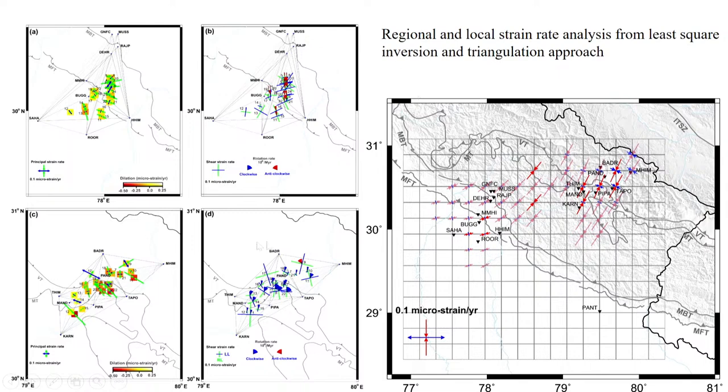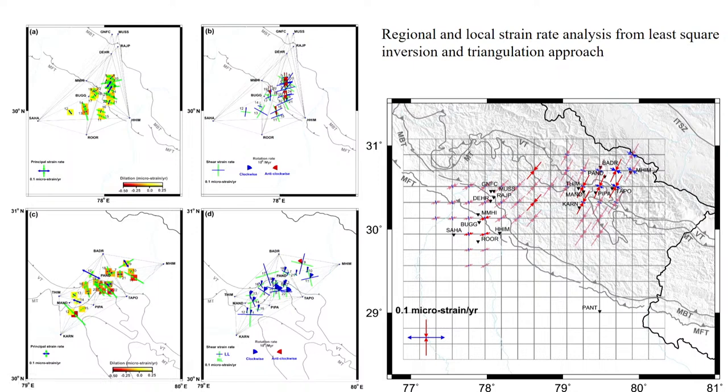So we have estimated all these strain parameters in this region through this local measurement, and this is the regional measurement of strain. Here you can see the compression, how the compression is going and what is the orientation of the compression, how the plates are basically colliding with each other, and where the more compression is taking place. So all those estimations we can do with the help of GNSS.